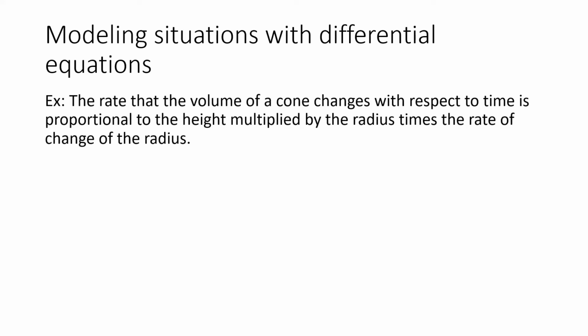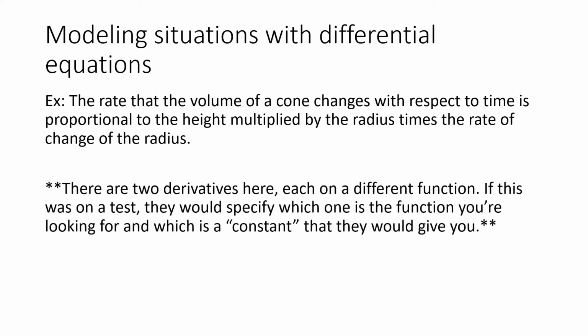Another example. The rate that the volume of a cone changes with respect to time is proportional to the height multiplied by the radius times the rate of change of the radius. In this situation, there are two derivatives, each on a different function, namely the volume of the cone and the radius. If this was on a test, they would specify which is the main function you're probably solving for, and which is a quote-unquote constant. What I mean by constant is that they would give you what r of t is equal to explicitly, or they would tell you what the derivative is, etc.